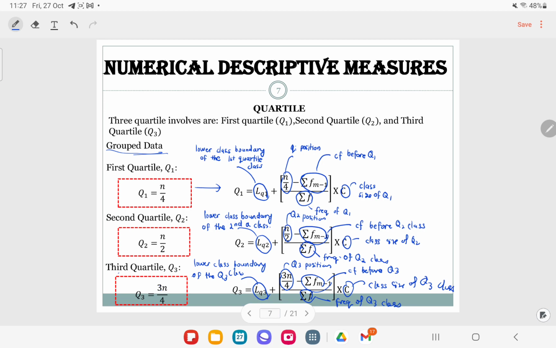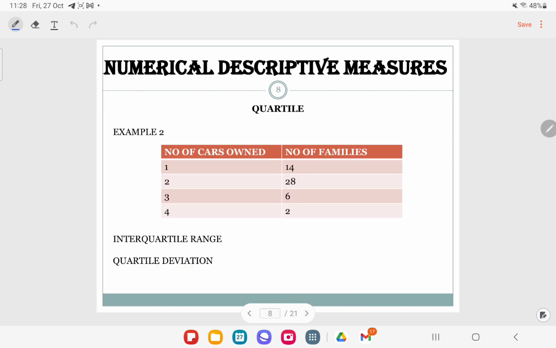Okay, next, let's do this example. For the first quartile, what you have to do is find the summation of F. So 14 plus 28 plus 6 plus 2, will be 50 here. Okay, it says interquartile range. So for the interquartile range, you have to find quartile 3 minus quartile 1. So quartile 1 first.